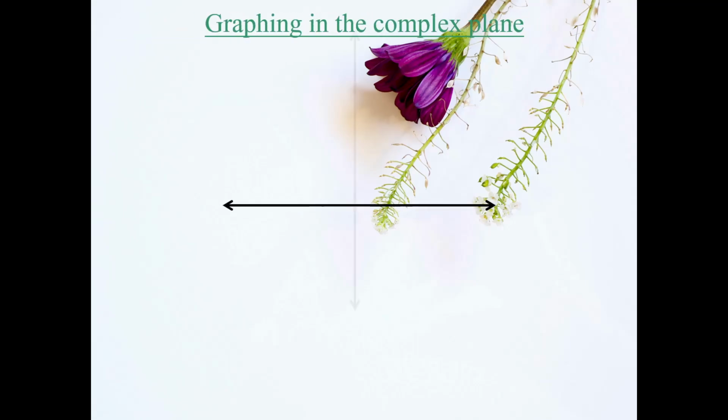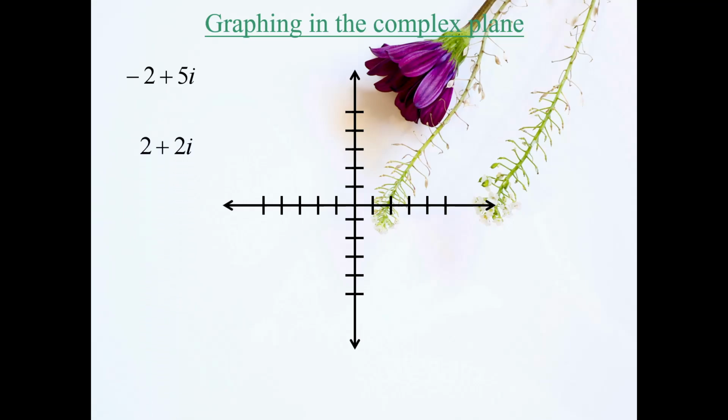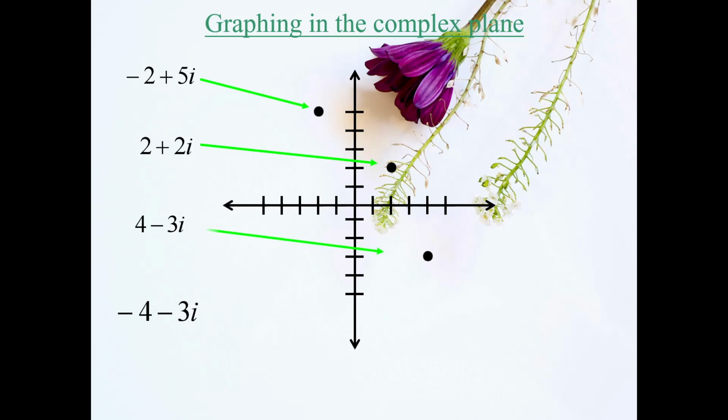Graphing in the complex plane, we have to plot the complex numbers minus 2 plus 4i, then 2 plus 2i, then 4 minus 3i, minus 4 minus 3i. We have to plot minus 2 plus 5i here, then 2 plus 2i, then 4 minus 3i, then minus 4 minus 3i.